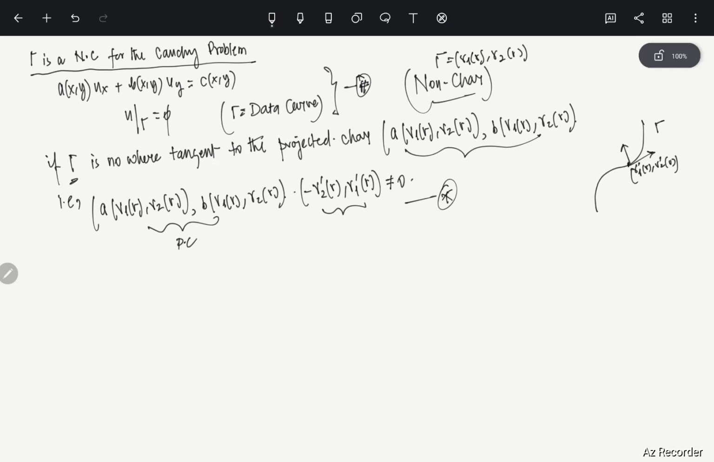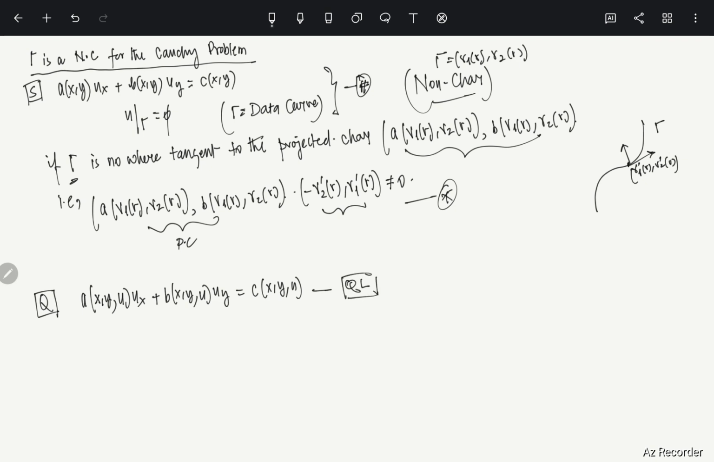Now you see, this is for the semi-linear case, right? If we want to do a similar sort of thing in a quasi-linear case, what do we have? In the quasi-linear case, the equation looks like this: a of x, y, u, u of x plus b of x, y, u, u of y equals c of x, y, u. You remember this is a quasi-linear equation, so let's call this a quasi-linear equation, QL.